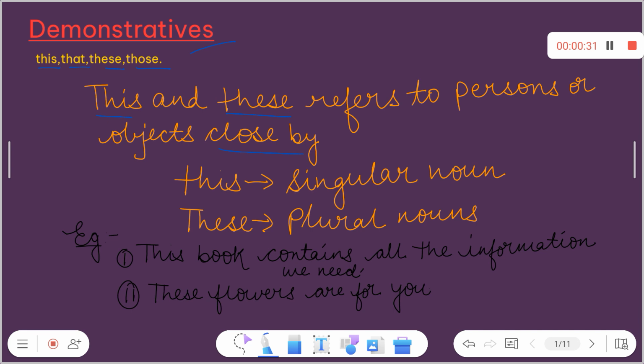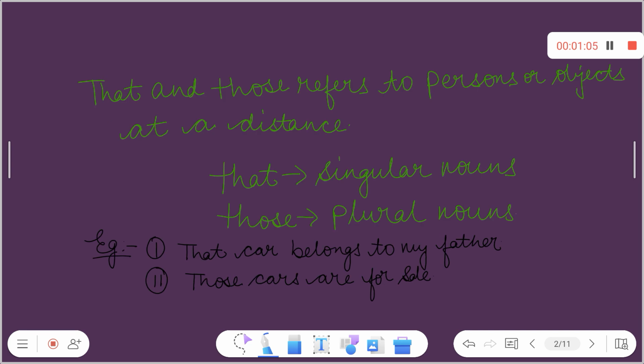Objects which are close by, that means objects which are nearer, we use this and these there. Alright. So when I say this book contains all the information we need, or when we say these flowers are for you, we can see in both of the sentences the objects are nearby, the objects are closer by. So we use this and these over here. And remember one thing, that this is used for singular nouns and these is used for plural nouns.